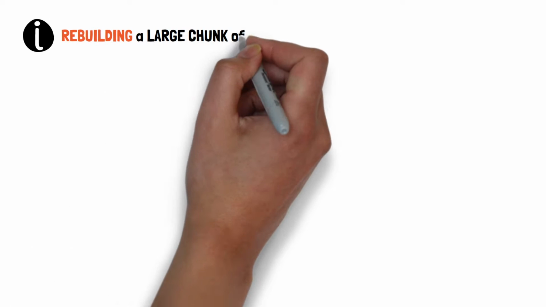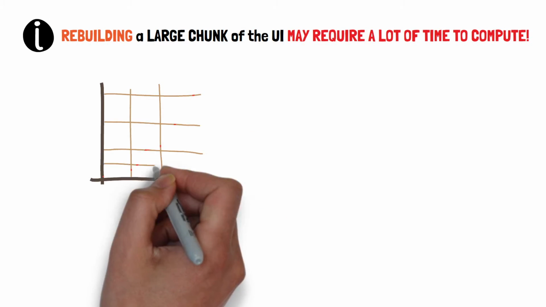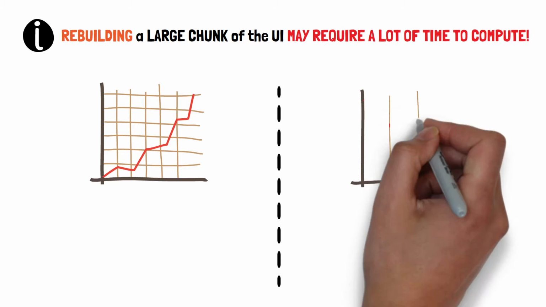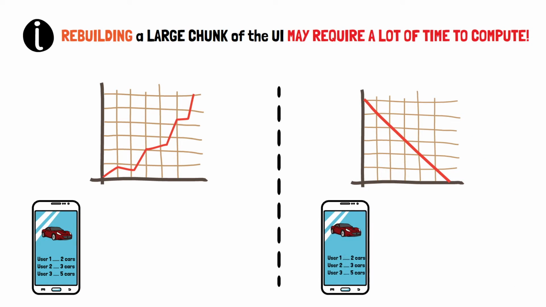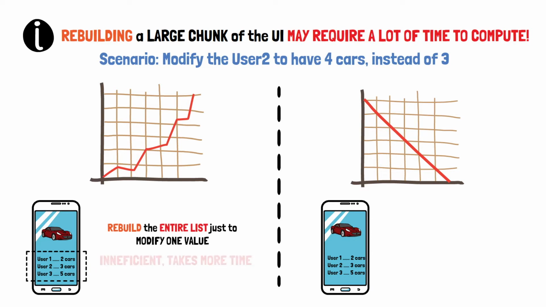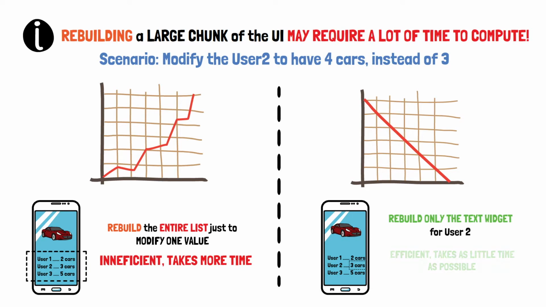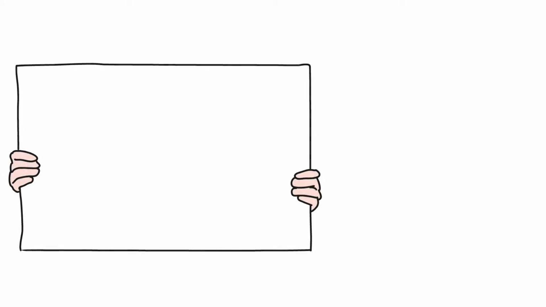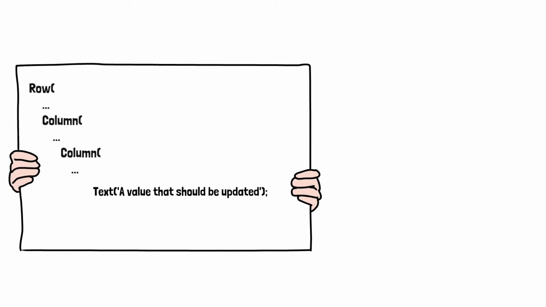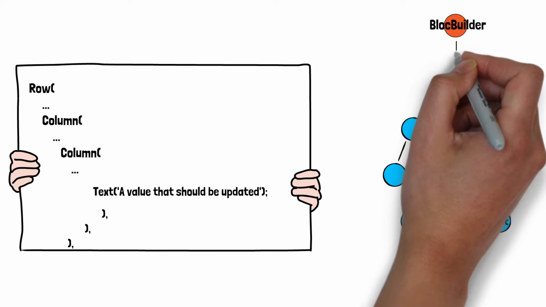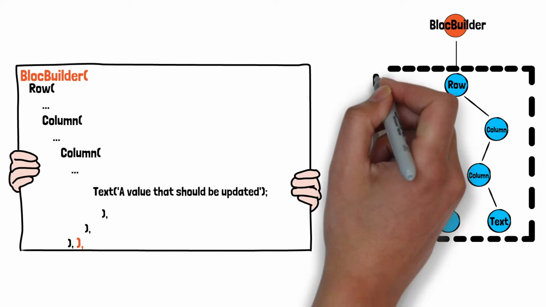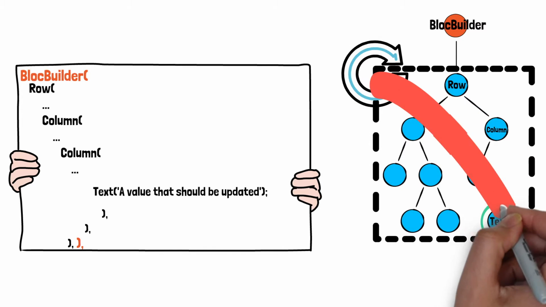Now, you have to understand that rebuilding a large chunk of the UI inside your app may take a lot of time to compute. So that's why a good practice would be to wrap the exact part of the UI you want to rebuild inside BlocBuilder. For example, if you have a text widget which updates from a sequence of emitted states and that text is inside a ton of columns, rows and other widgets, it is a huge mistake to rebuild all of them just to update the text widget.